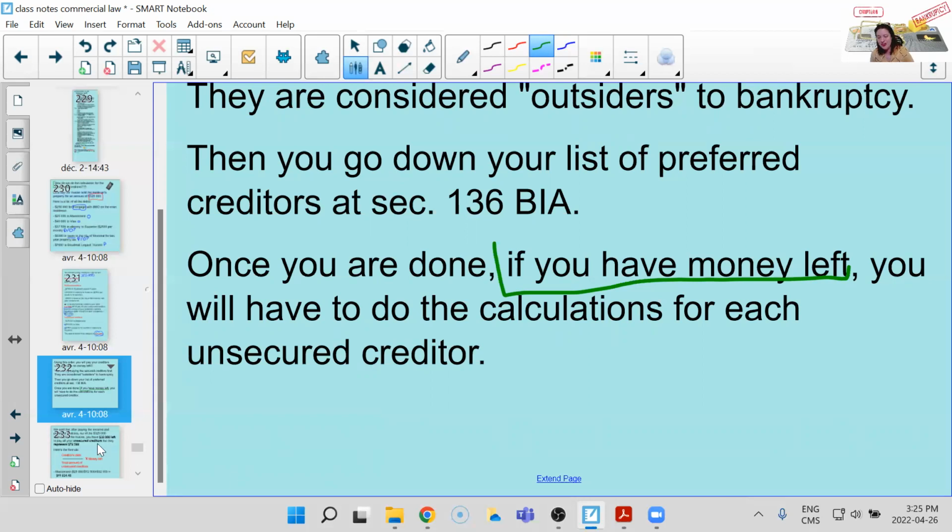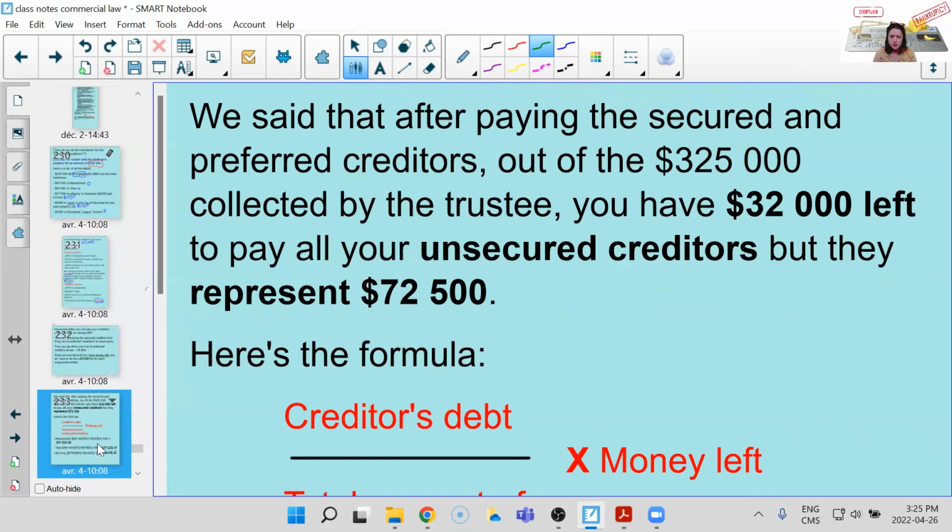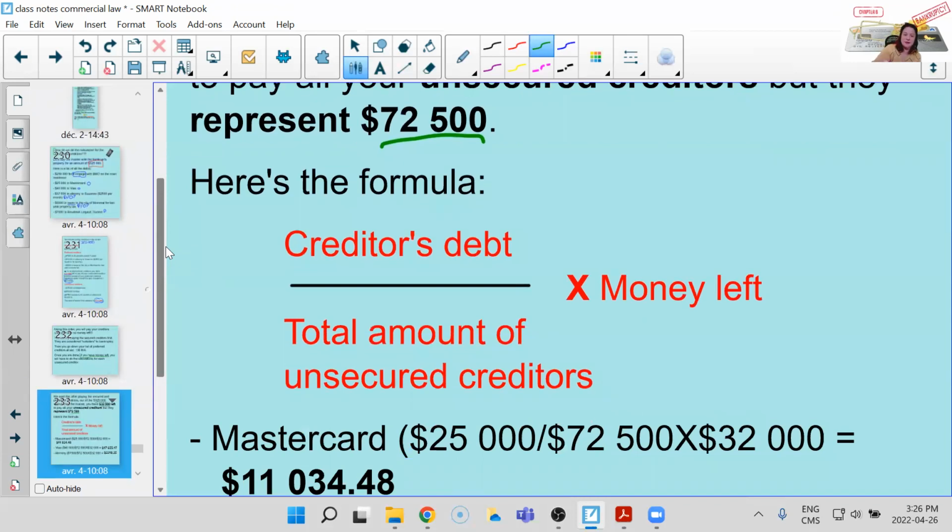So how do I do that? It's very easy. It's a proportion. So I started with 325,000 at the beginning. I have 32,000 left to pay 72,500. Here is my formula. So when we do it the long way, I will do that for each one, and I invite you to take your calculator and do it with me. So for each one, so for MasterCard, when we looked at the problem before, the debt was 25,000.